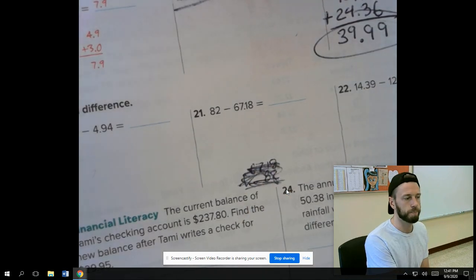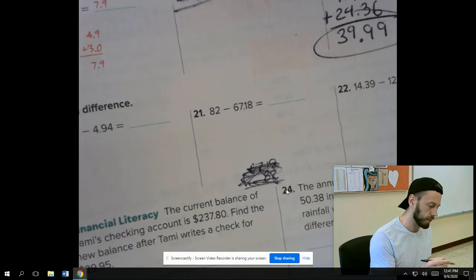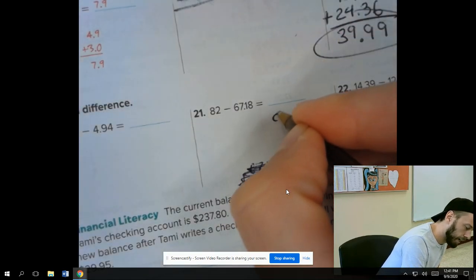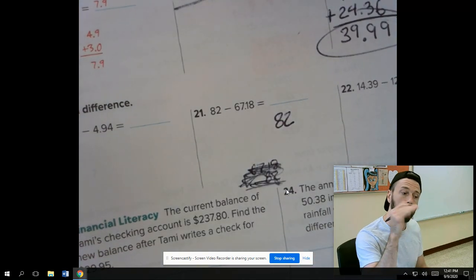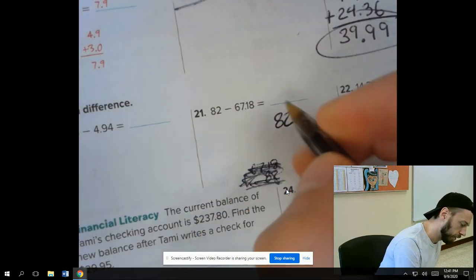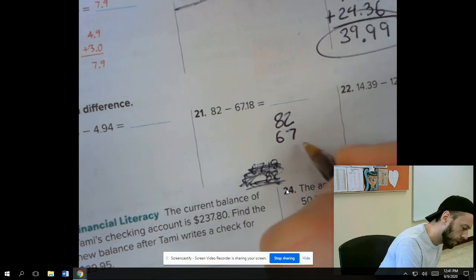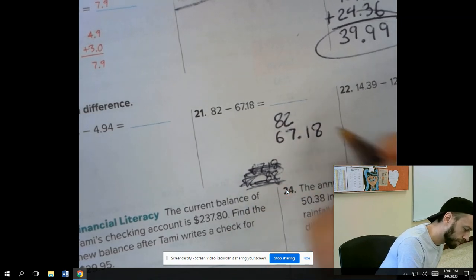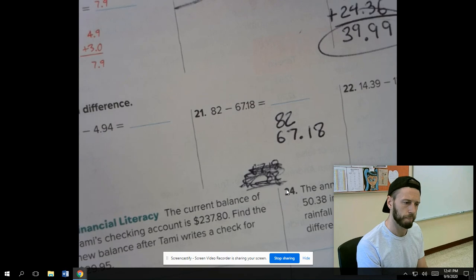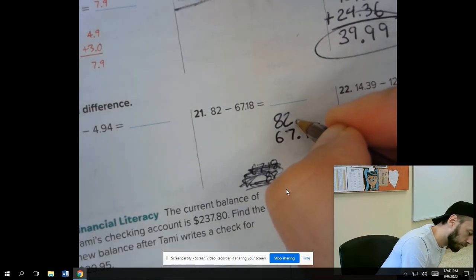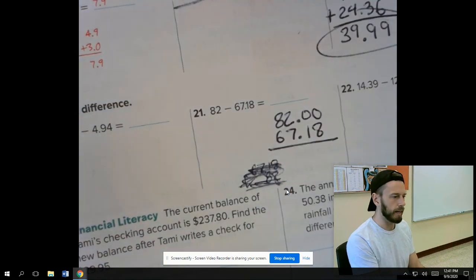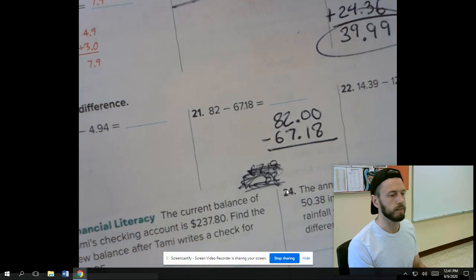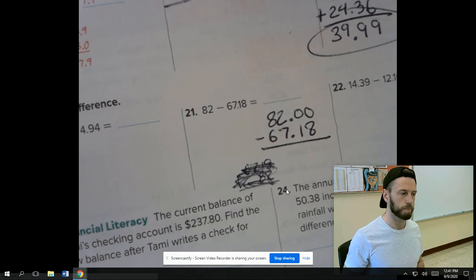The actual way that you want to stack this up, because it's a subtraction problem, 82 will go on top, and 67.18 will go on the bottom. We've got to make sure the places are lined up. The 7's in the ones place and the 2's in the ones place, so it's going to look like this. Looks a little weird, but it's okay because you can add a decimal and some zeros to the end of it, and it's still 82 minus 67 and 18 hundredths.